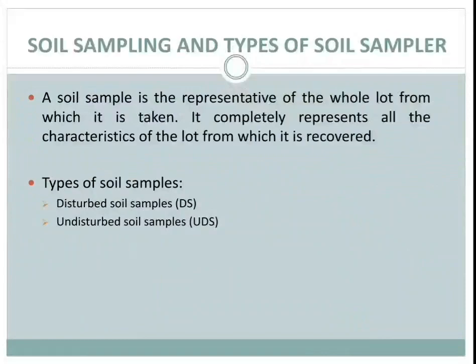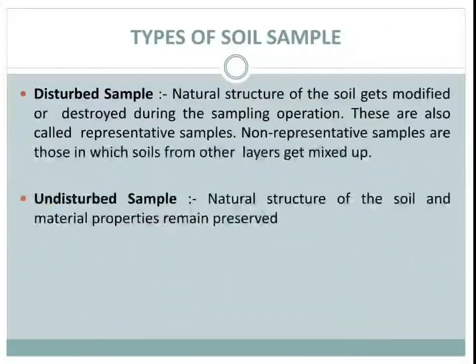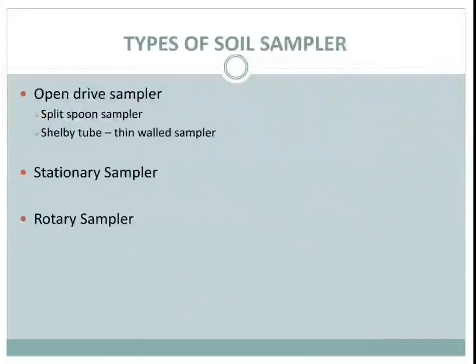There are two types of soil samples: first is the disturbed soil sample and second is the undisturbed sample. In a disturbed sample, the natural properties of the soil are partially or fully destroyed or damaged. In an undisturbed sample, the natural structure of the soil and its properties remain preserved.